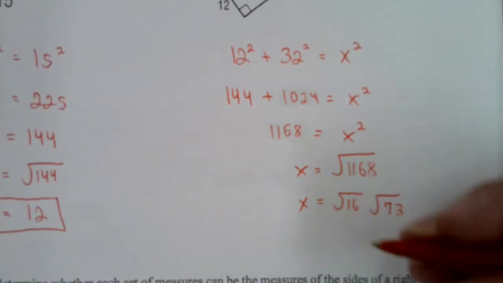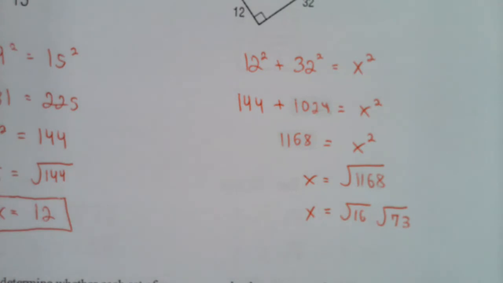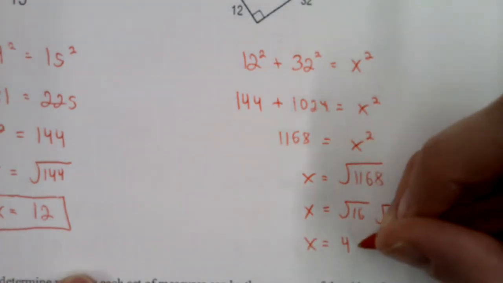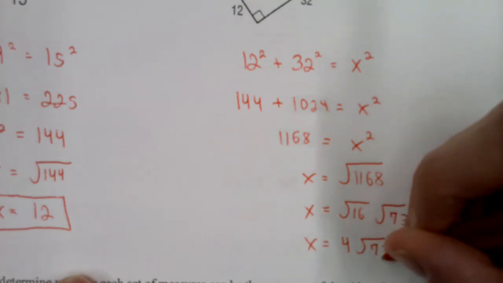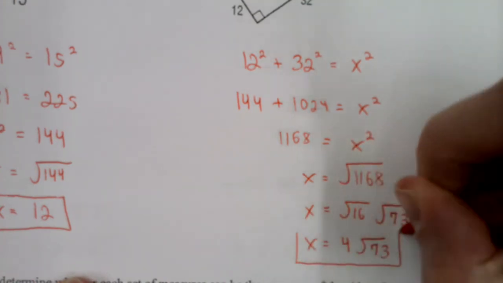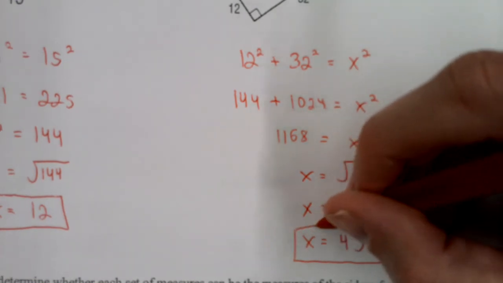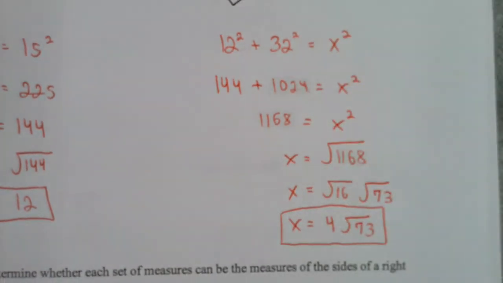And the square root of 16 breaks down to 4. So x equals 4 square root of 73. That is simplest radical form that cannot be broken down anymore because the square root of 73 is already simplified.